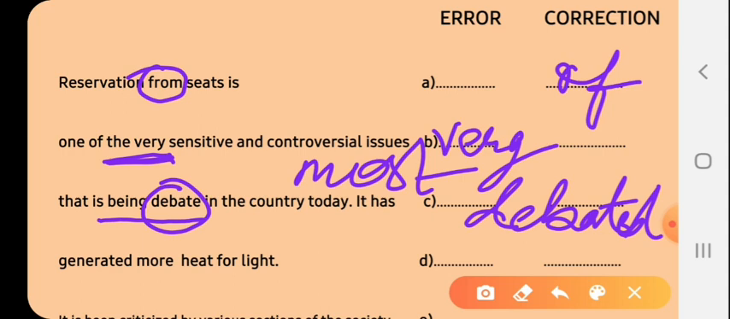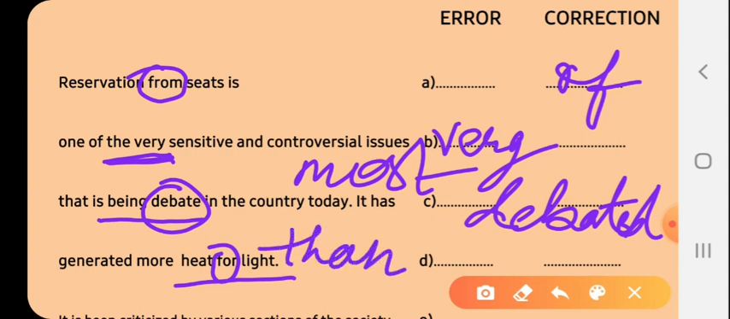It has generated more heat for light. It doesn't make any sense. Heat for light. So what will be the correction here? Than. It has generated more heat than light.